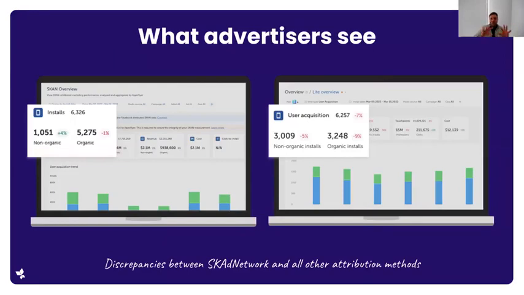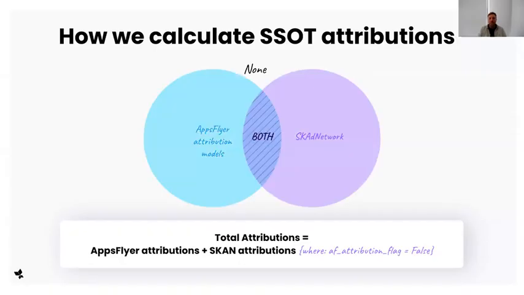So instead of looking at two different attribution systems side by side separately, showing different numbers, where each number is partial in a way, we can join them together with the single source of truth. We have a flag to identify which of the users that are attributed by SKAN are actually duplicated, and are attributed also by AppsFlyer. So we apply the logic and we calculate the total attribution to be the entire AppsFlyer attribution plus the SKAN attribution that is not found by AppsFlyer. So the flag is not turned on. The flag is false. That's why those SKAN users here in the purple circle are uniquely attributed by SKAN, and then we can add them together to create a complete and unique picture of the unique users that we can attribute to a media source, to a campaign.